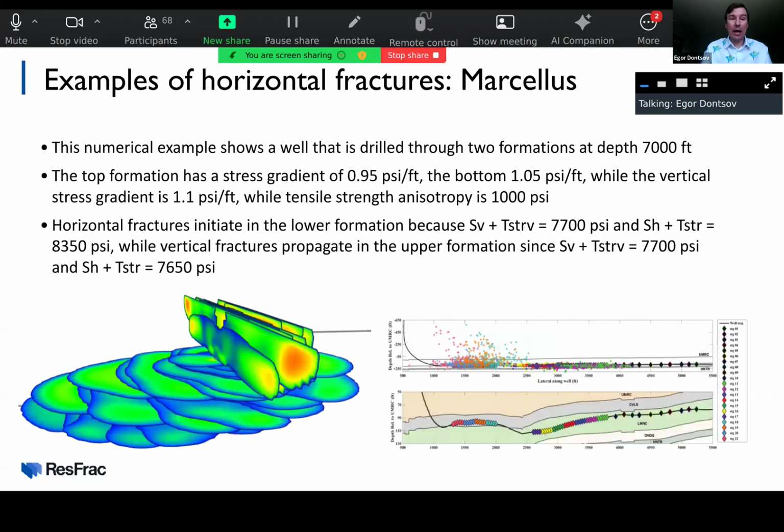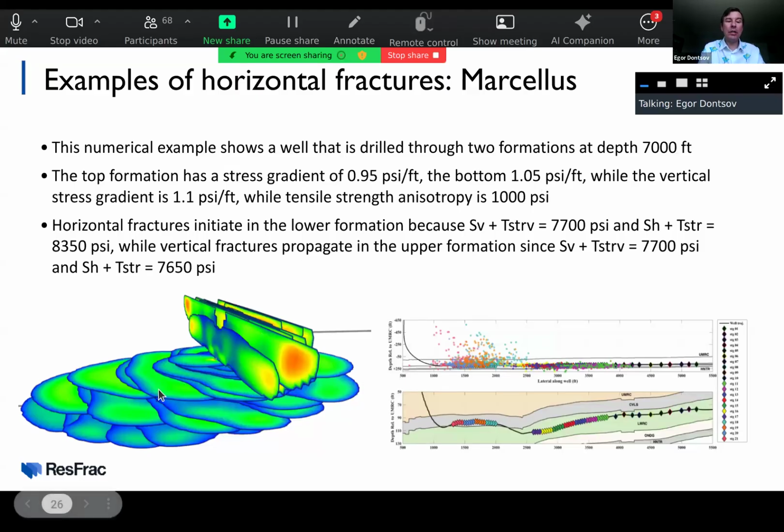A few examples, as I promised, and then I'll wrap up. I tried to model the situation in the Marcellus, with this microseismic observation. So basically, a inclined well which goes through two formations. I don't want to go through specific numbers, but I chose them such that we have vertical fractures here, and then as you go a little bit below, you switch to horizontal, even though the vertical stress gradient is, I think, 1.1, but the minimum is still lower, 0.95 to 1.05.